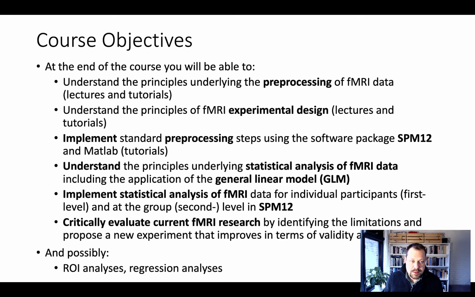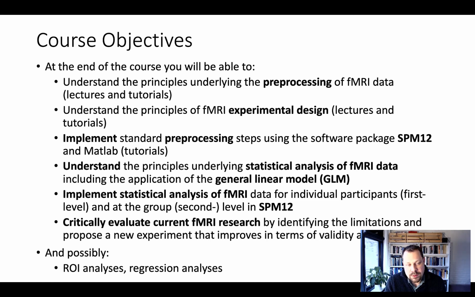Then understand the principles underlying statistical analysis of fMRI data. So after we've done all the pre-processing steps, we will finally go to actually analyzing the fMRI data that we give you. And you will be able to produce those blobs in the brain that you see in many articles. And then implement statistical analysis of fMRI data for individual participants, which is a first level model. And then you'll also do a second level model. So the standard fMRI statistical analysis process has 2 stages: you have a first level and you have a second level model. And we'll discuss this in detail in the class.